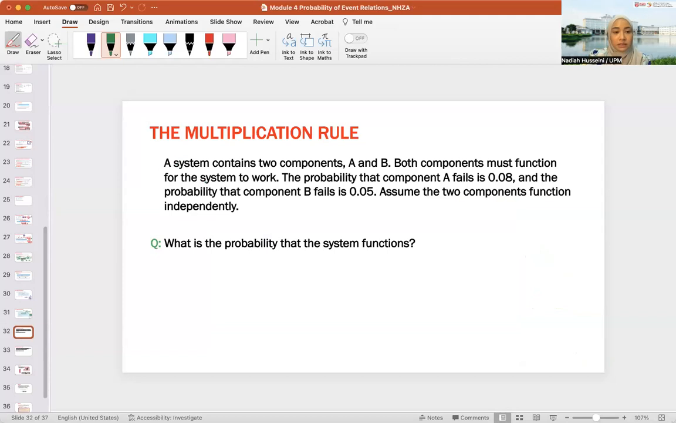Okay, example: a system contains two components, A and B. Both components must function for the system to work. So we have two components. Yes? Is there any question?